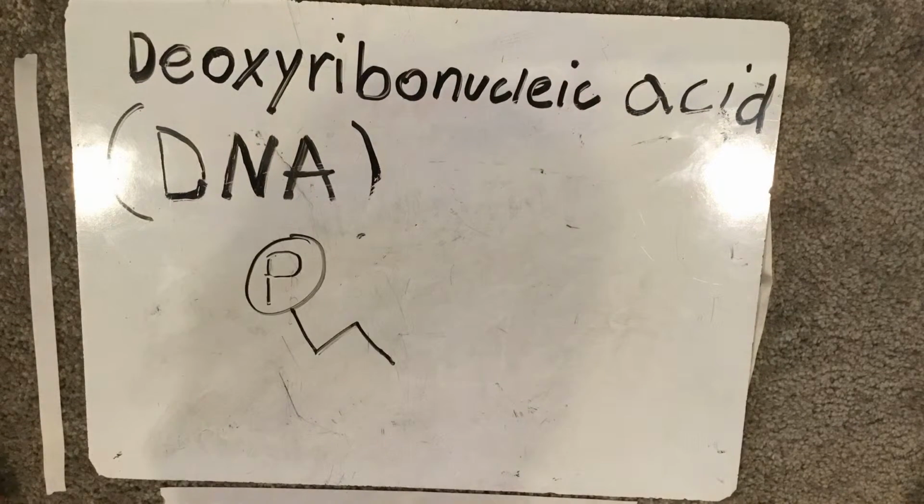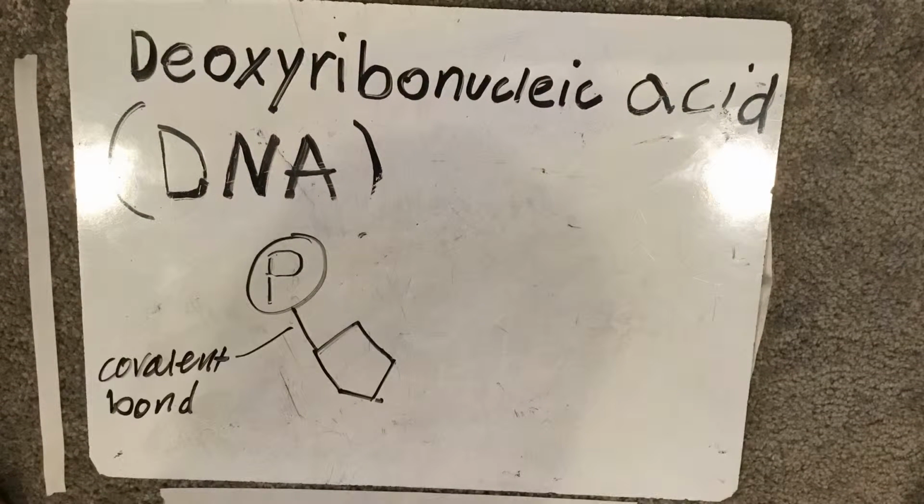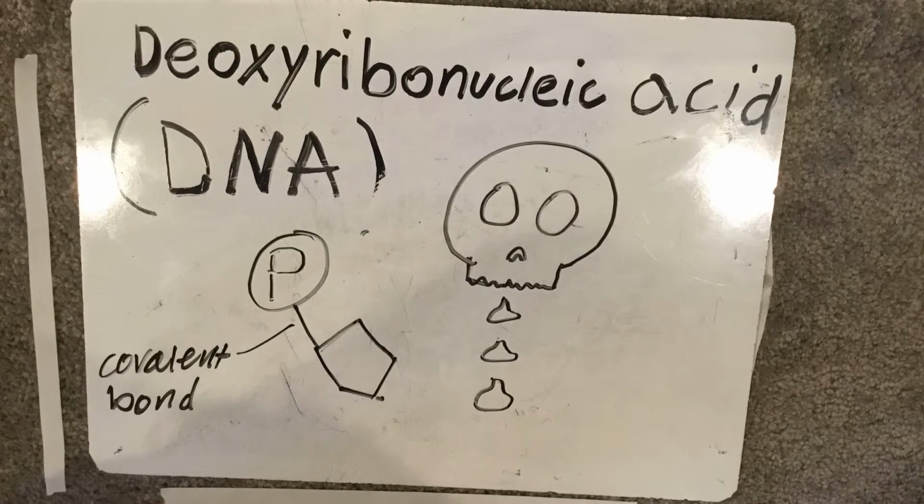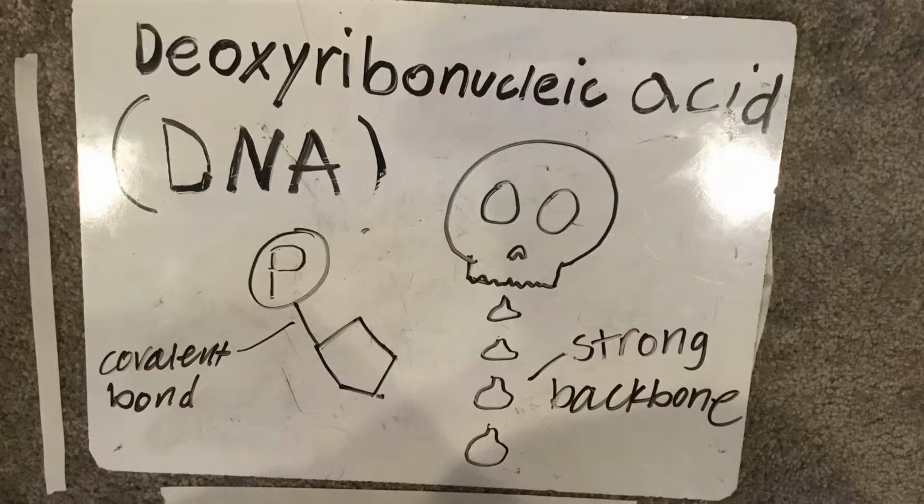These scientists also found that the backbone of DNA is made up of chains of deoxyribose sugar and are covalently bonded to phosphate groups. A covalent bond is appropriate for the backbone because it is very strong and can hold the structure together.